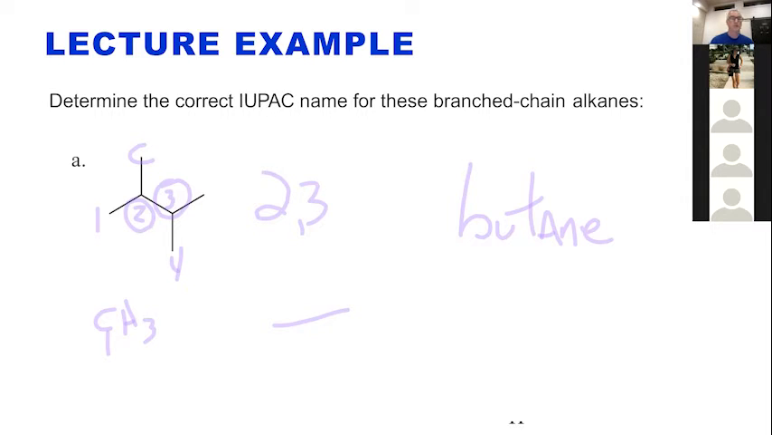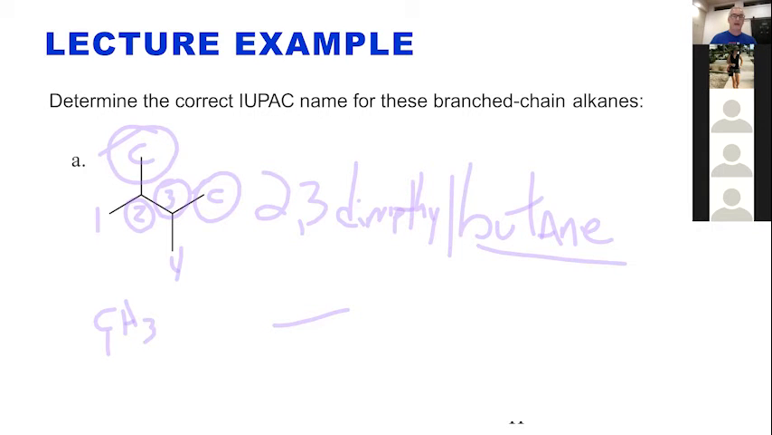2. There's 2 of them, right? There's one here attached to 2, and there's one here attached to 3. So we would put 2, 3, telling us where the methyl groups are, and then what will we call it? Dimethyl. Dimethyl, right. Excellent. Dimethyl butane.